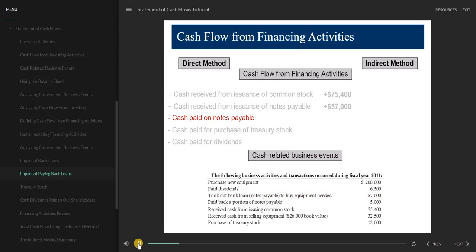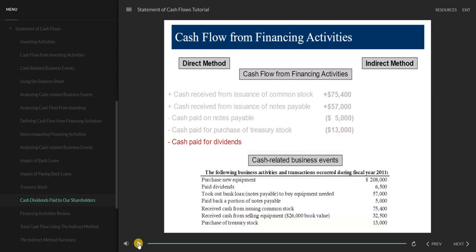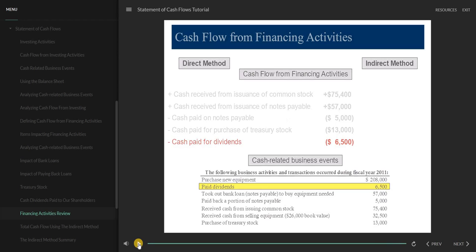We further note that a $5,000 payment was made to pay back a portion of notes payable. Since money is being expended, it will come out of cash and therefore must be reflected as a negative to this cash flow. In this example, we also show a purchase of treasury stock, which will reduce our cash flow by $13,000. And finally, we paid out cash dividends to our shareholders in the amount of $6,500, further reducing our cash.